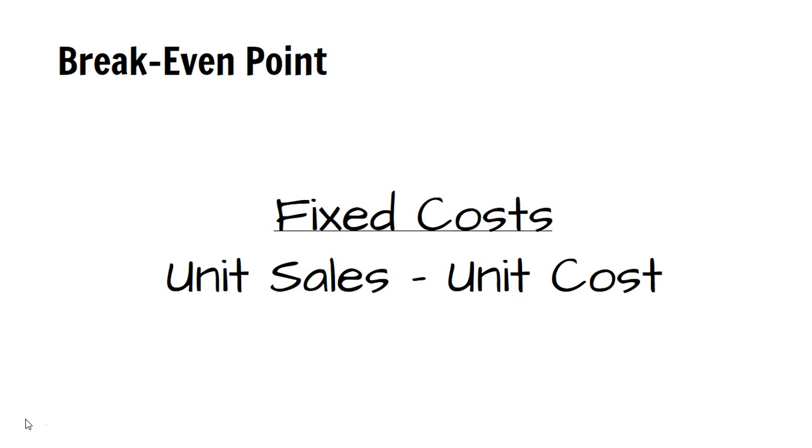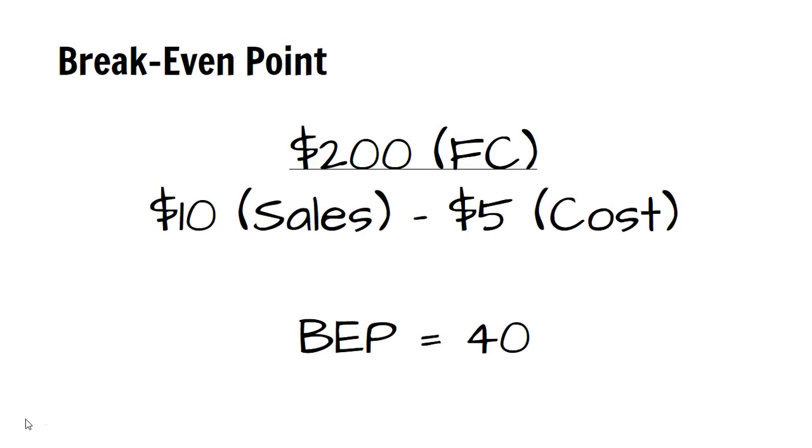To put some numbers in to highlight this, let's say your fixed cost is $200. That's your monthly overhead. Let's say your sales price is 10, just like in our last example, with a cost of $5. That gives us a gross profit of 5. You take the 200 divided by 5, and you get a break-even point of 40. What this means is that you have to sell 40 units to cover that fixed cost.